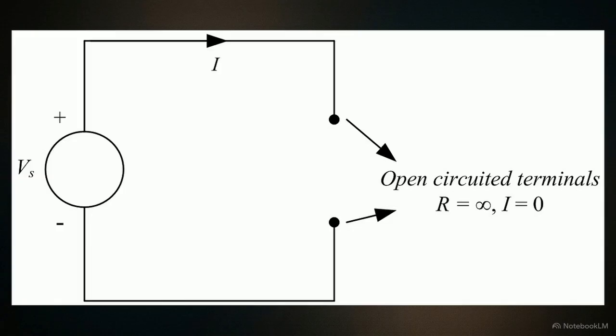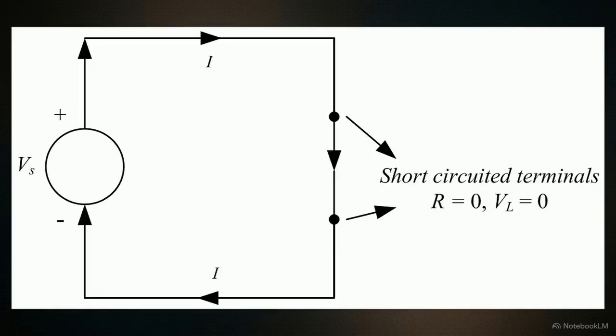This schematic diagram illustrates an open circuit. As you can see, the terminals are open. The resistance, represented by R, is infinite. Because the resistance is infinite, the current, I, is exactly zero. The physical barrier holds the voltage back.